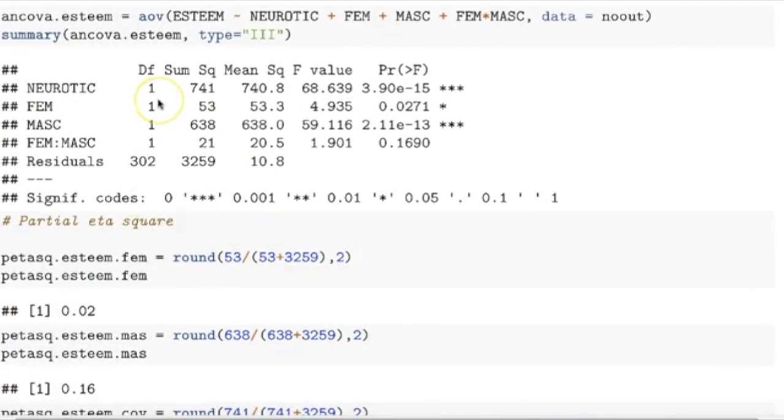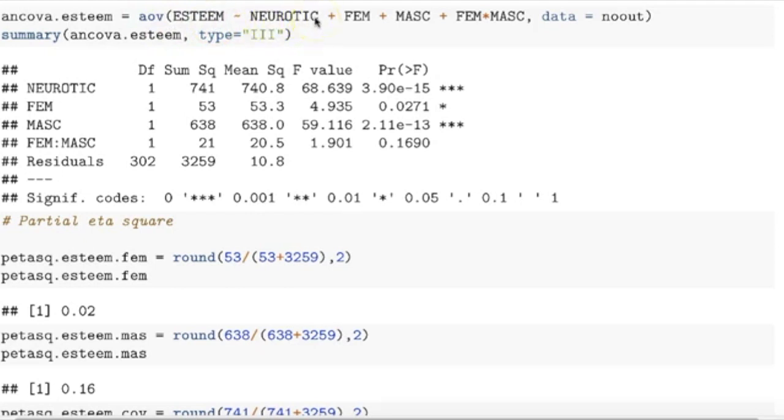So for this, I am going to use the aov function. And it's just a linear model again. It's doing ANOVA, ANCOVA, or whatever linear model you can do in here. It's really in how we write it out that it knows it's an ANCOVA that you want. So my dependent variable is esteem.